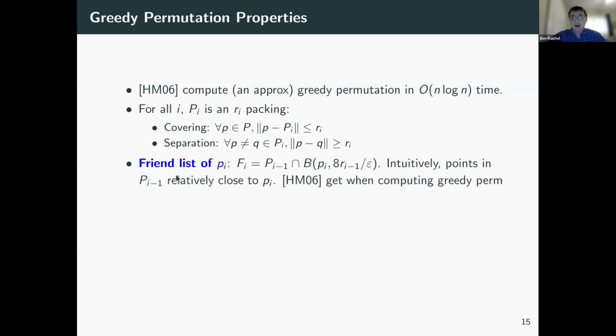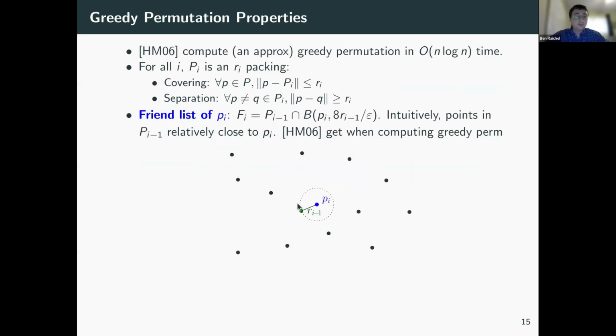The last thing I need to define is this notion of friends list. Okay, so if I have a point p_i, I'm going to define its friends as the set of things from the i minus 1 prefix which are in a ball around me at radius 8 r_{i-1} over epsilon. Remember, p_i is added at radius r_{i-1}. So this is a slightly expanded ball. So these are points that are relatively close to p_i relative to the distance it was added. And these friend lists can also be computed easily, or efficiently, I should say.